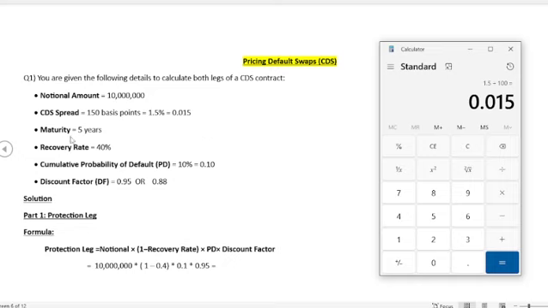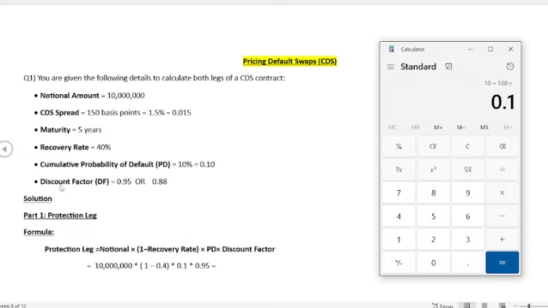Maturity is 5 years, recovery rate is 40%. Also convert this: 40 divided by 100, you get 0.4. You will see this in the question and the solution. The cumulative probability, which is PD, is 10%. 10 divided by 100 gives 0.1. I forgot to convert the recovery rate into decimal earlier.